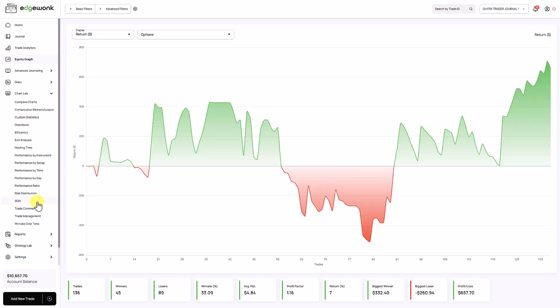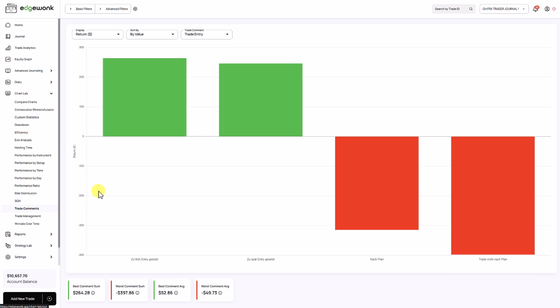So let's go to the trade comments, and we are here in the entry, and I'm going to translate this to you. This means too early, too late, according to the plan, and not according to the plan. So you can see that he has taken 8 trades, not too much, that are not according to the plan. Interestingly, the trades where he said they are according to the plan, which are 68, he is losing. So even though the trades are according to the plan, he is losing.